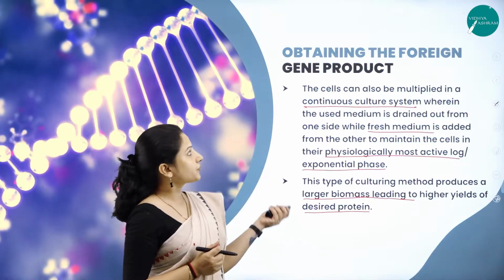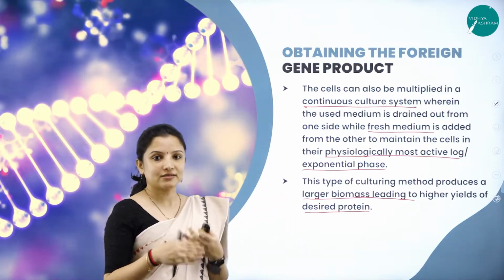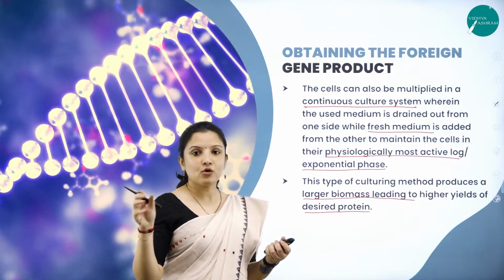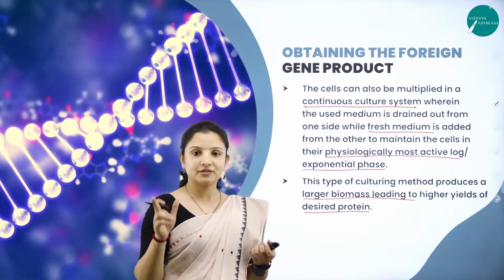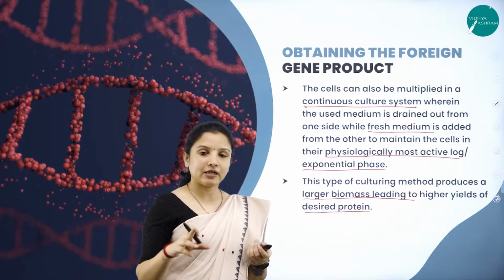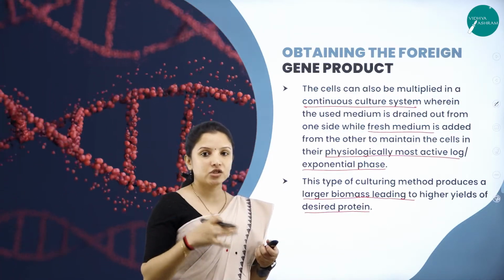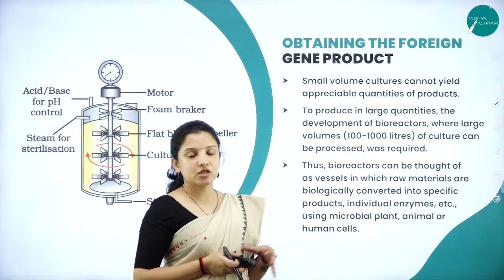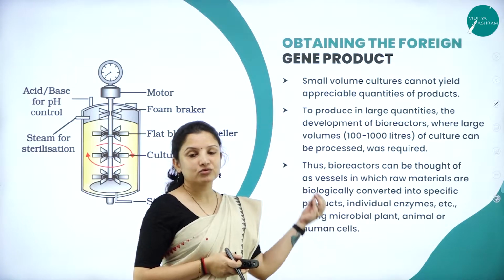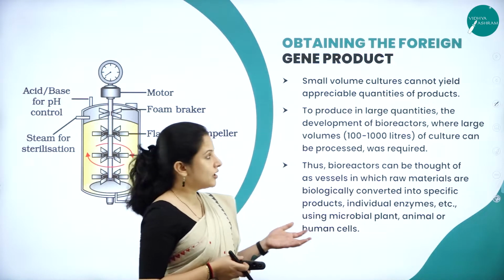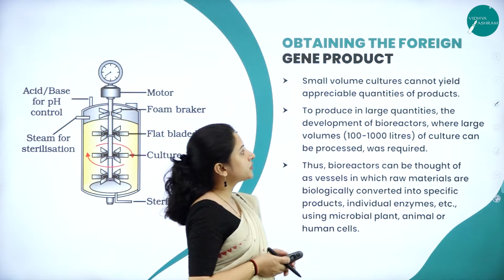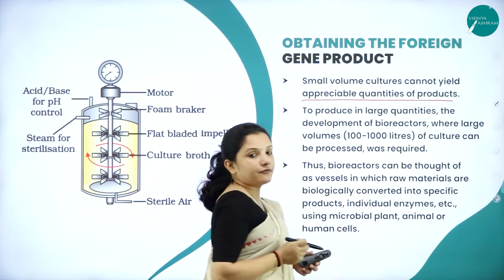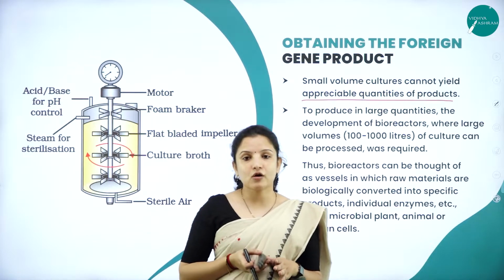So that is how obtaining the foreign gene product is done, by mass culturing the cells which have been isolated from the host organism. What cells? Those cells which contain the recombinant DNA having the genes of our interest. For this particular procedure, some bioreactors are used. How they are used exactly, we shall look into. Small volume cultures cannot yield applicable quantities of proteins. One of the best examples I can take is insulin.